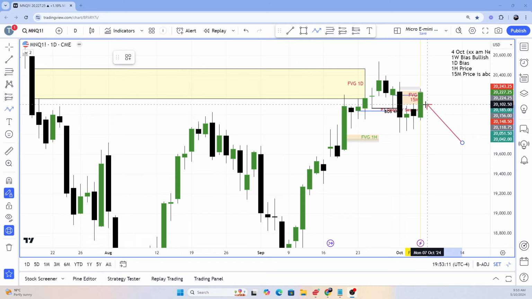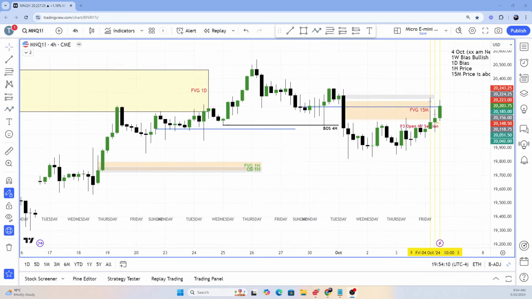So we are mainly looking for taking bullish entries. That means to buy. If we are to sell, that means if we take a short entry, it will be counter trend. So we'll be taking quick trades if it's short trades, counter trend.